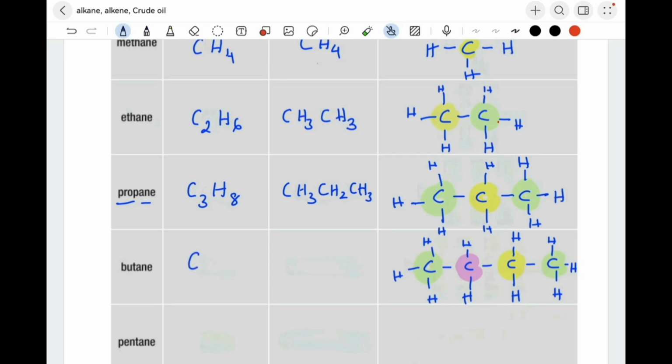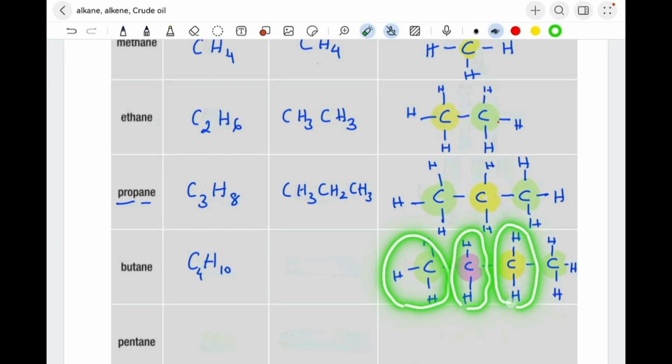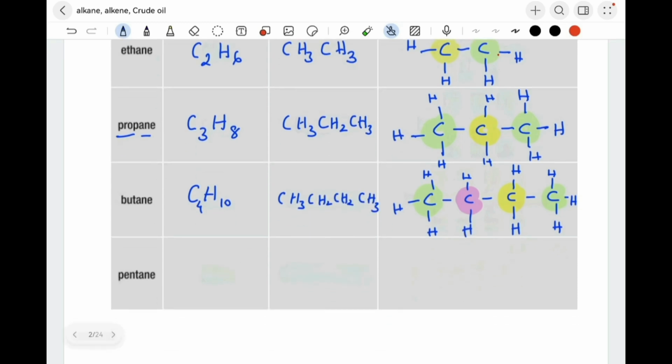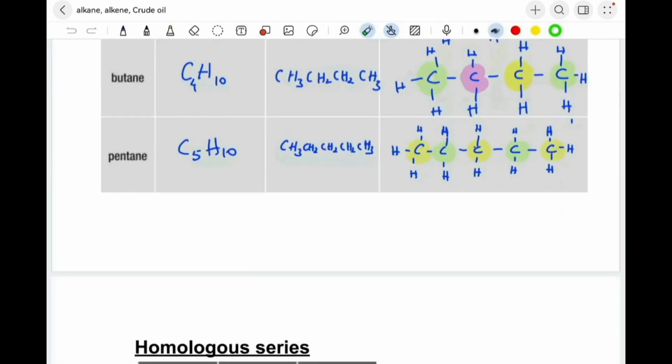Butane's molecular formula is C4H10 and the structural formula would be CH3, CH2, CH2, CH3. Now pause the video and try for pentane. Hope you got the right answer for pentane.